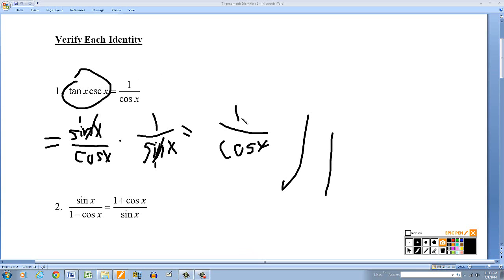Well, what do I need to get tangent? I need a sine. So I would multiply this by sine of x. But I just can't multiply like that because that's illegal. So I have to divide by sine of x. So all I'm doing is multiplying by sine of x over sine of x. But sine of x over sine of x is 1. You multiply anything by 1, it doesn't change it. So that would give me this over here. So I could start with either side, no big deal.